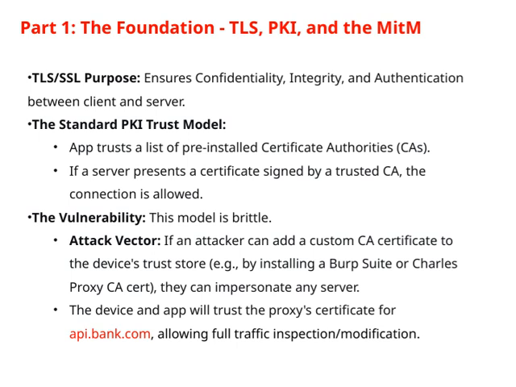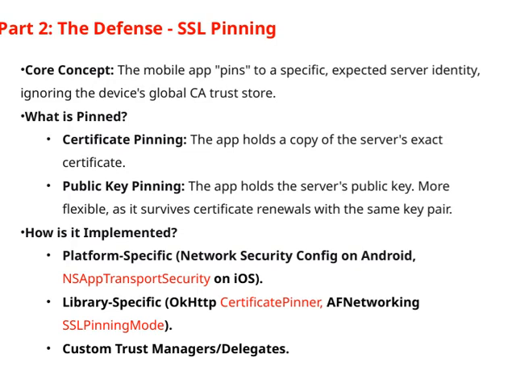To connect this to the bigger picture, understanding these foundational concepts, TLS, PKI, and the man-in-the-middle attack is crucial. They highlight how our security can be compromised if trust isn't carefully managed and why robust measures are essential to protect sensitive data. Let's take a closer look at the core concept here. The mobile app pins to a specific expected server identity, which means it ignores the device's global certificate authority trust store. This is a key part of SSL pinning because it ensures that the app only trusts a particular server, reducing the risk of man-in-the-middle attacks.